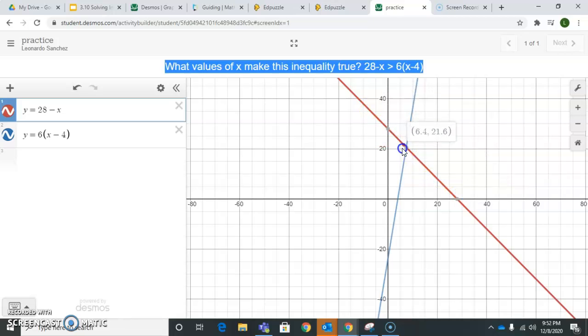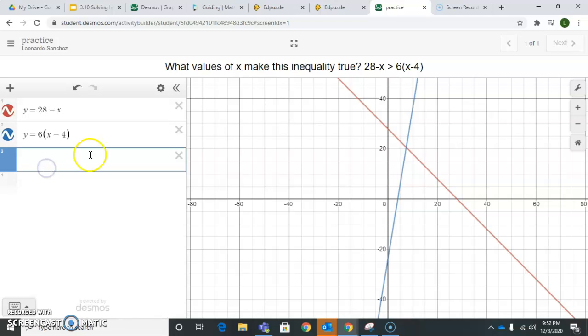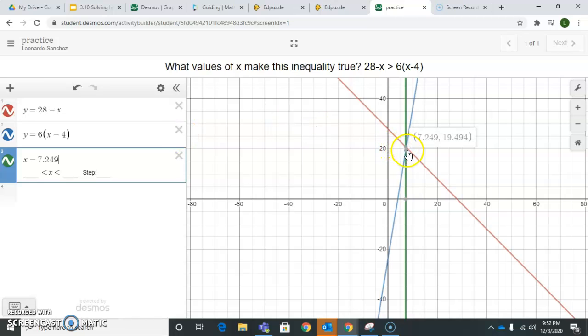So how do I describe this solution, guys? Well, first, find the point where they meet up. The point where they meet up is right here, right? X equals 7.249, I think. Yes, that's the point where they meet up. But I don't want to say that's my solution, guys, because that would be my solution if this were an equation. This is an inequality, though.